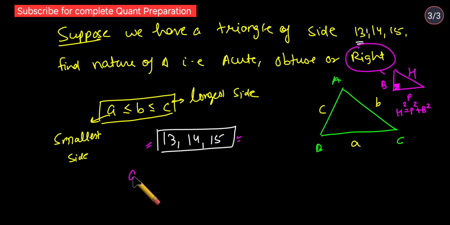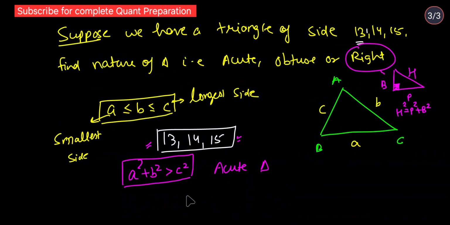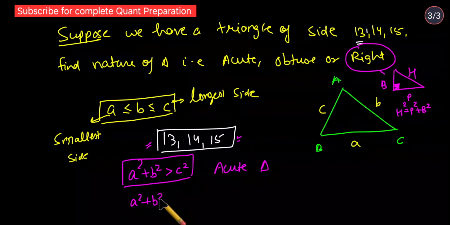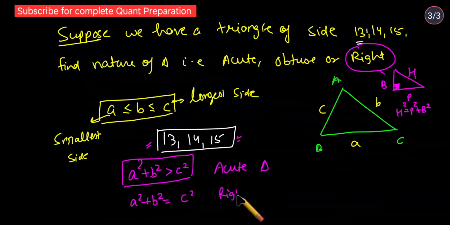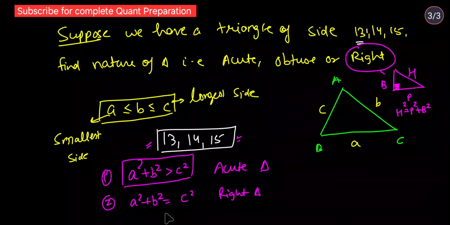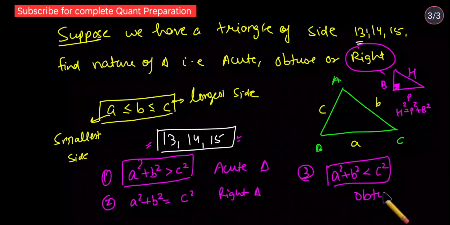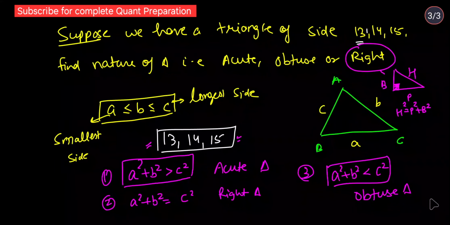So we have a condition: if a square plus b square is greater than c square, I can say this is an acute triangle. That is the condition for the acute triangle. If a square plus b square equals c square, this is the condition for a right triangle. And similarly, if a square plus b square is less than c square, this is the condition for an obtuse triangle. So in this manner I can check.